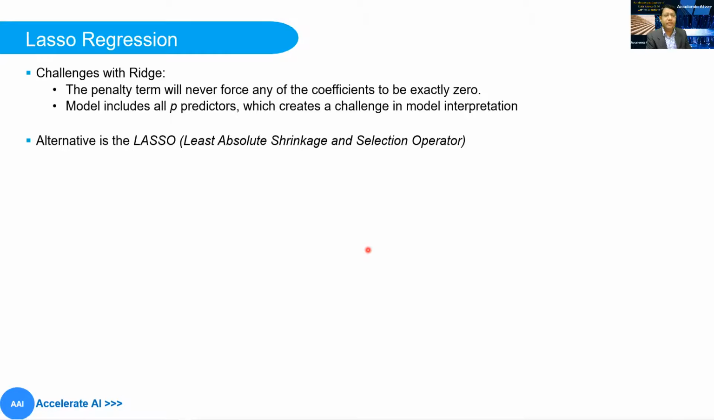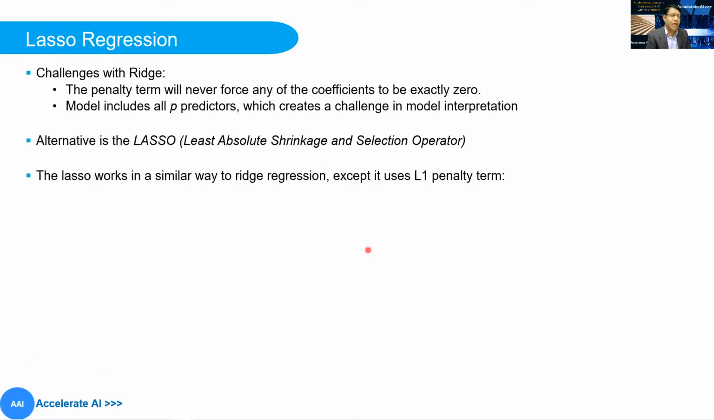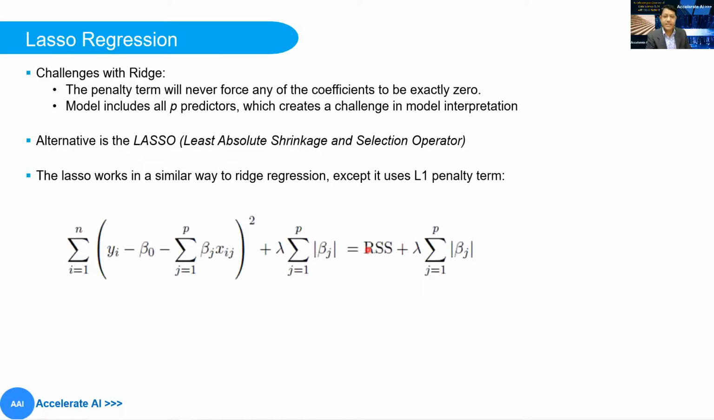An alternative for this is the lasso technique. It's another technique of penalizing the coefficients. Lasso stands for least absolute shrinkage and selection operator. So Lasso works in a similar way to ridge regression, except in Lasso, we have the L1 penalty. And I'll just explain what that means.